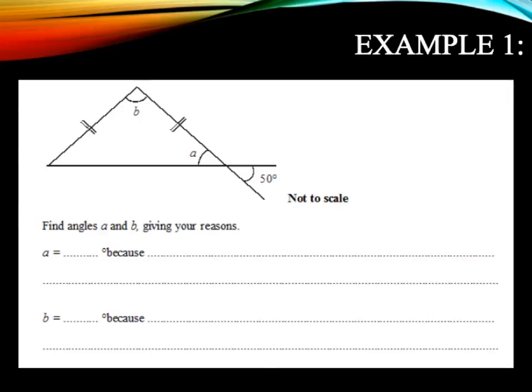Looking at example 1 here, we've got some kind of triangle going on. It says find angles A and B and give your reasons as to why they might be what they are. Now, when you're given two different letters A and B, and this isn't always the case, but I think it's a good top tip to look out for, think about doing it in the order that your letters are given. So you should be able to typically work out A before working out B.